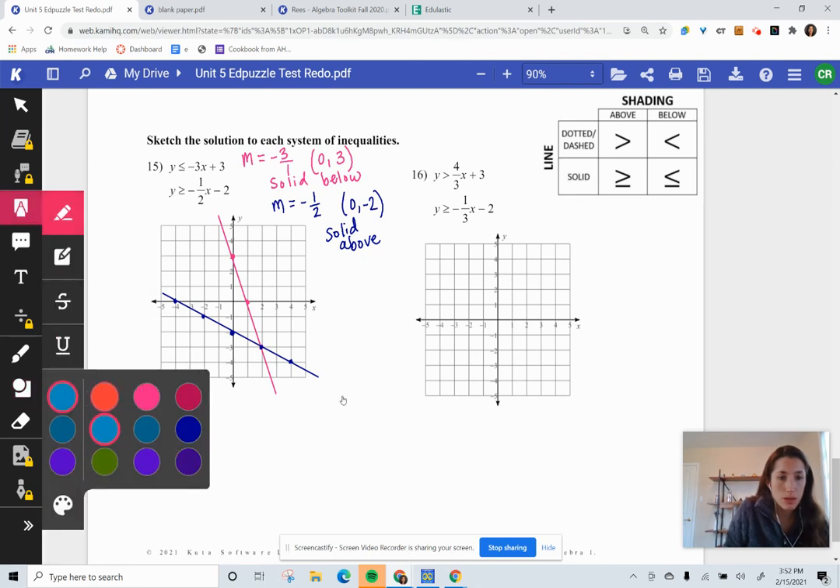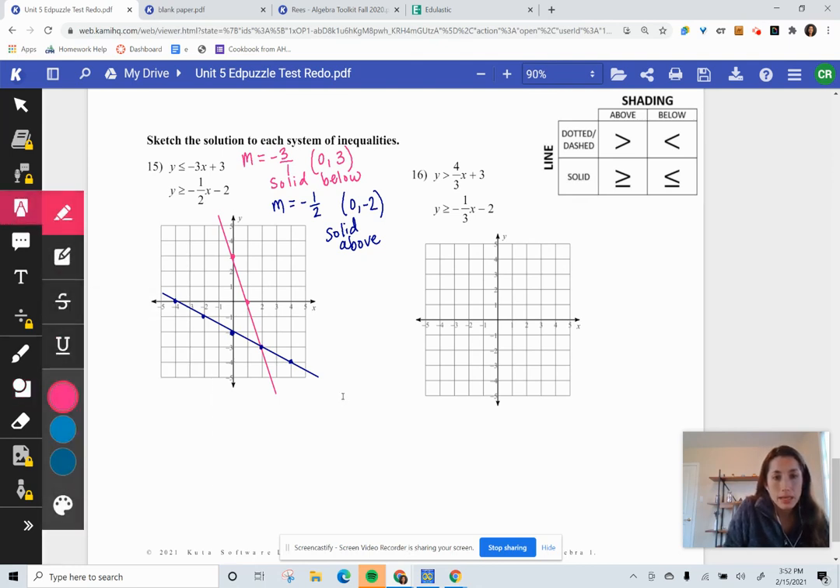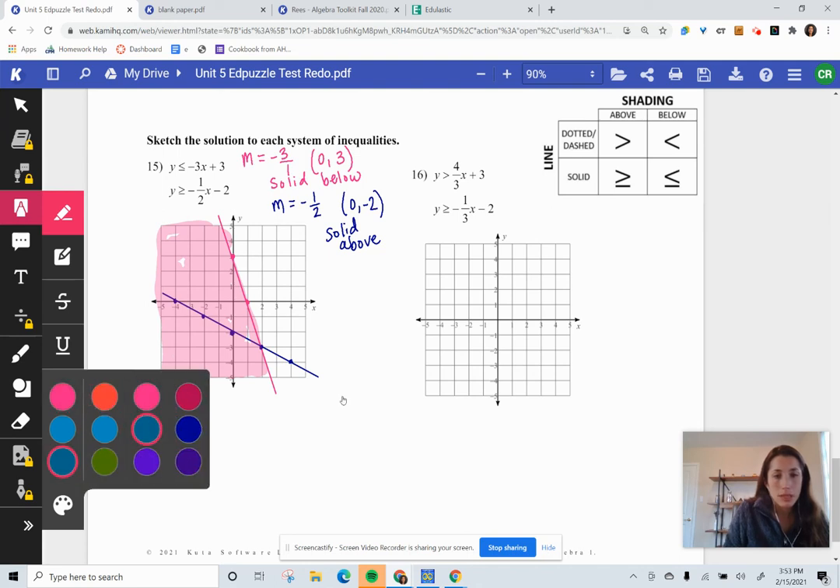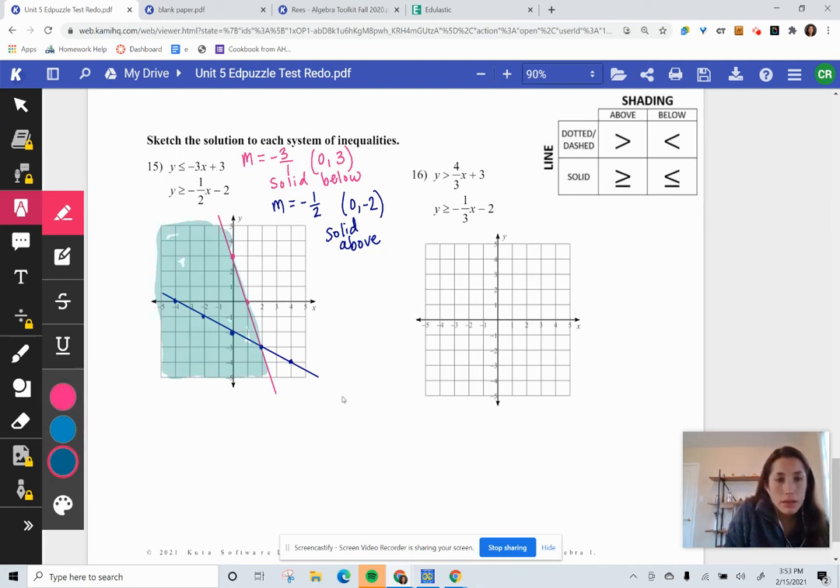So first let me start with my pink line. This line here has shading, I'm sorry, it was solid below. So that's this one here, the pink line. So everything below that pink line. And then we would say, okay, well, let's look at the blue one. The blue line is greater than. So here's the blue line, and it would be everything above that.